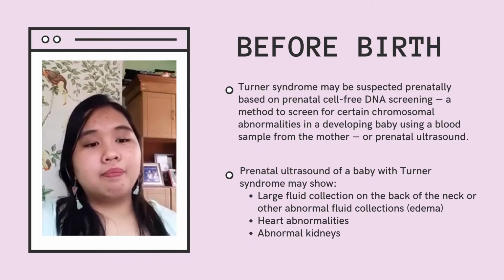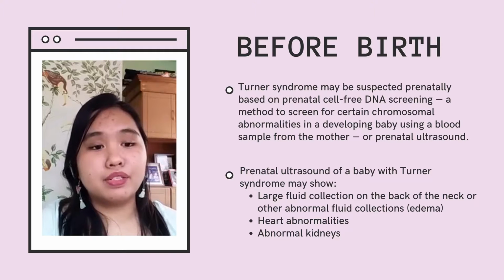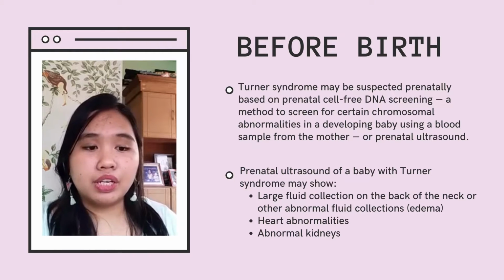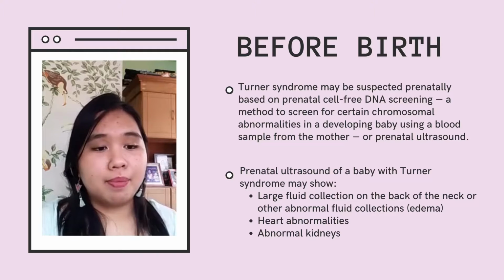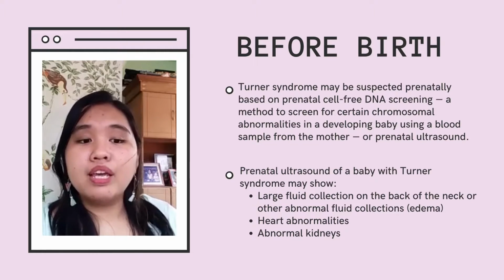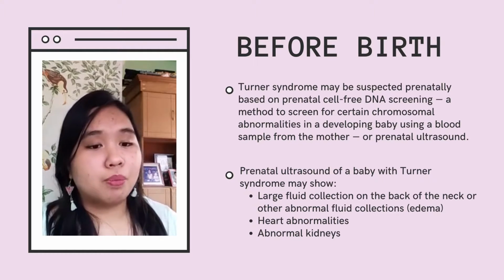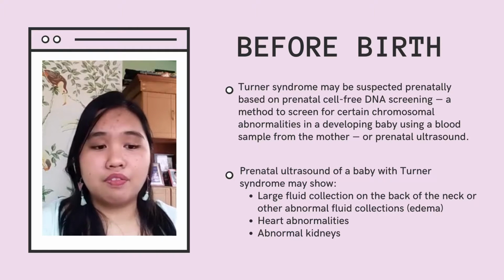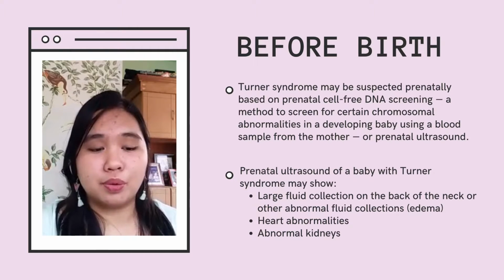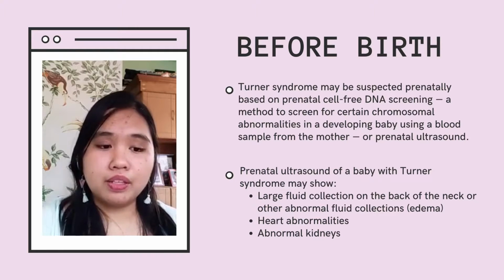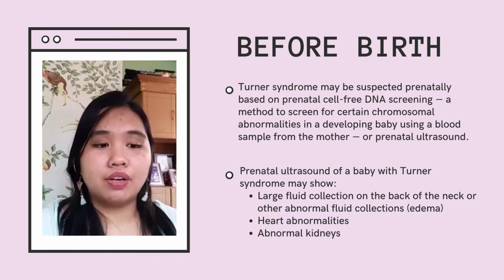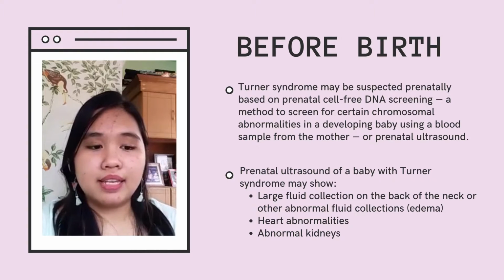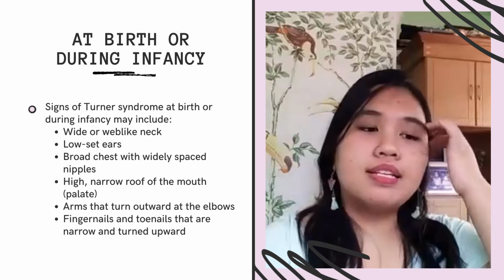Turner syndrome may be suspected prenatally based on prenatal cell-free DNA screening, a method to screen for certain chromosomal abnormalities in a developing baby using a blood sample from the mother, or prenatal ultrasound. Prenatal ultrasound of a baby with Turner syndrome may show a large fluid collection on the back of the neck or other abnormal fluid collections, heart abnormalities, and abnormal kidneys.